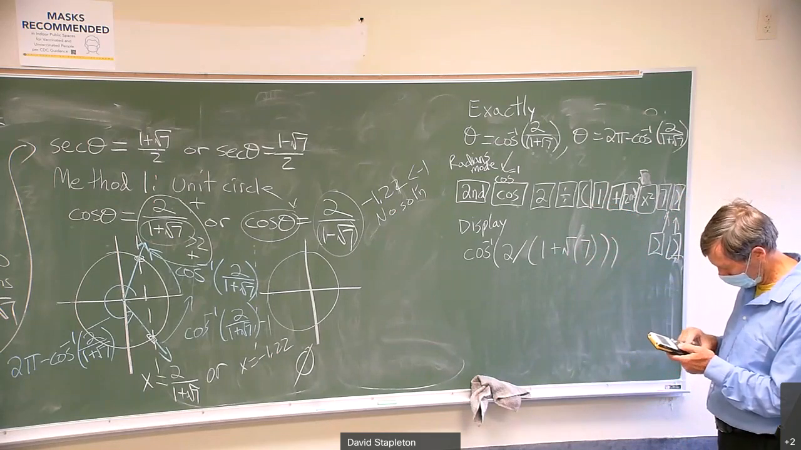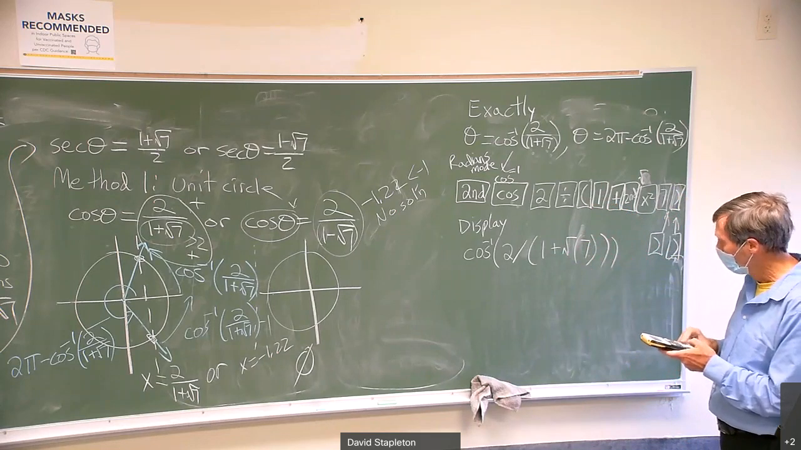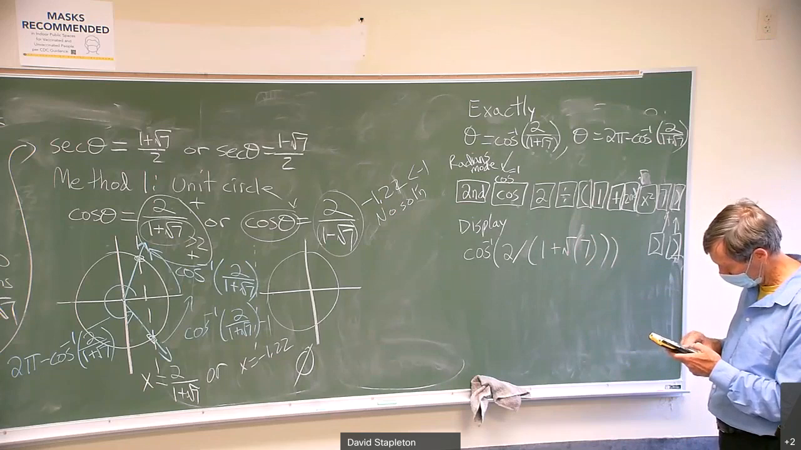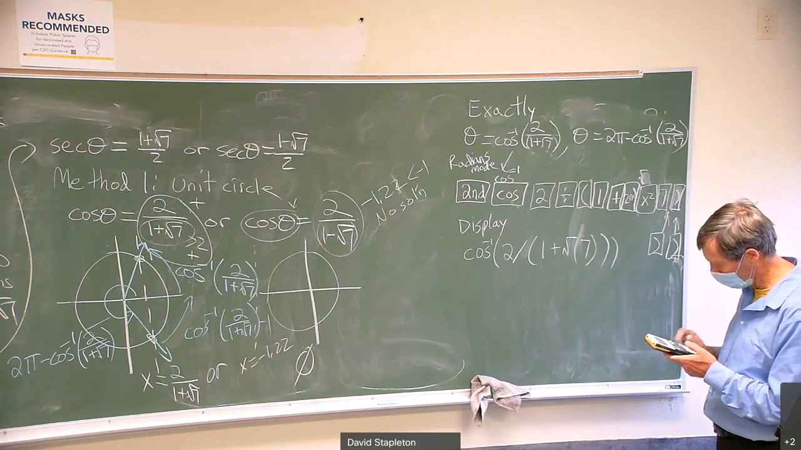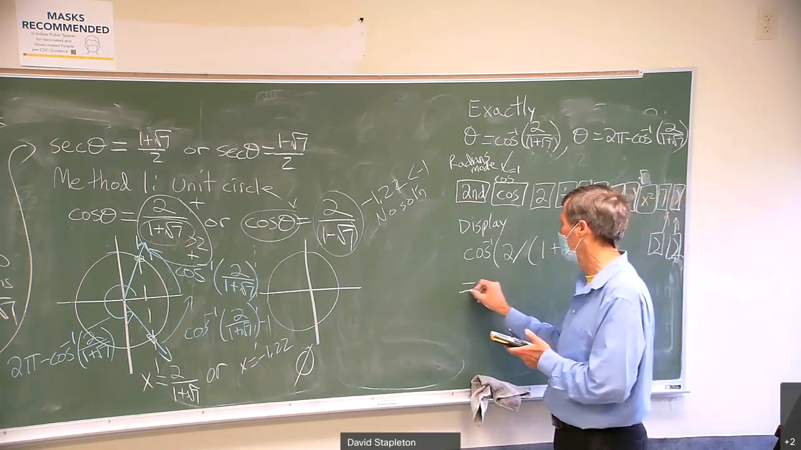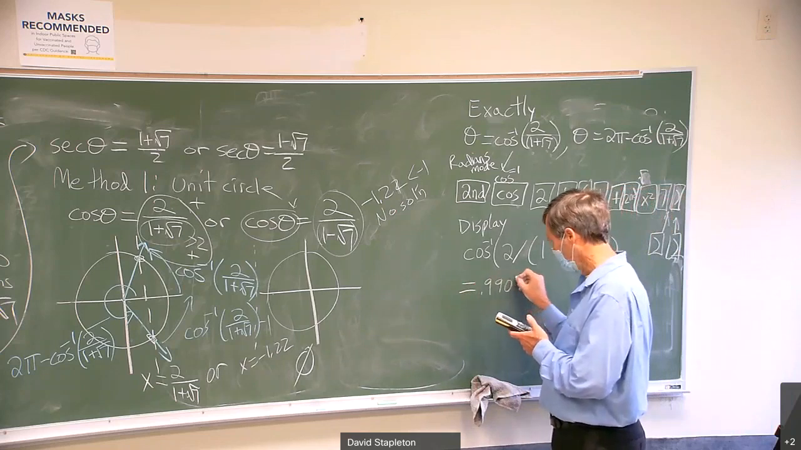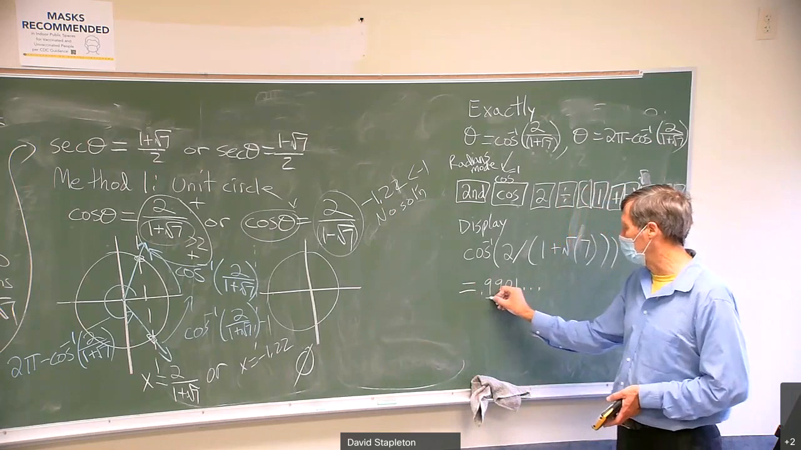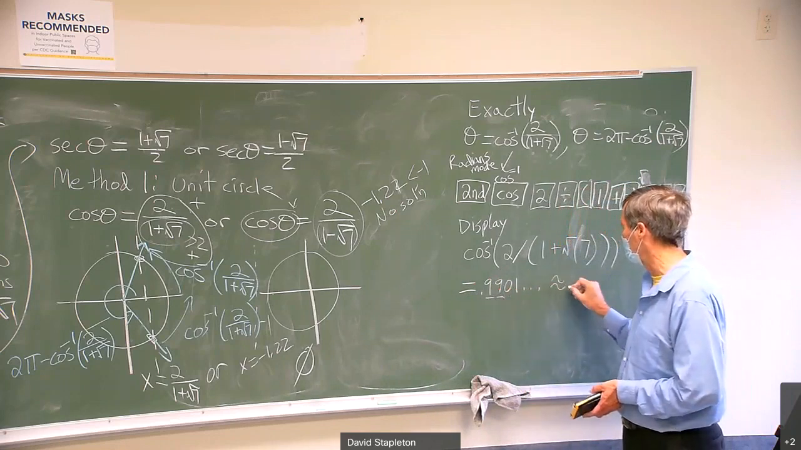That is the trick. Inverse cosine of 2 divided by parenthesis 1 plus square root of 7, parentheses at the end. Yeah, 0.9901, and so on. Rounding to 2 decimal places means take 2 digits after the decimal point and approximate this by 0.99.